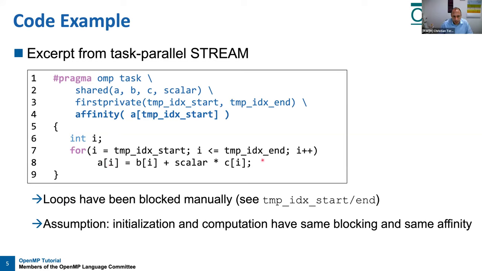So if we do that in tasks, with the difference between those indexes as the number of iterations per task, here we can say affinity A with this index. That means we advise the runtime to execute this task as close as possible to where variable A resides in memory. And I come back to the overhead in a second: the runtime has to figure out where A with a certain index is, that means, where this page is located and where the threads are located. That means it has to solve an optimization problem to some extent.